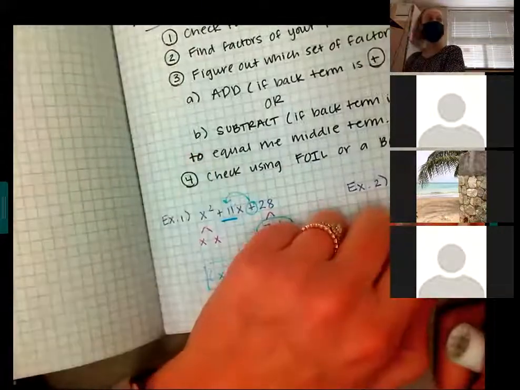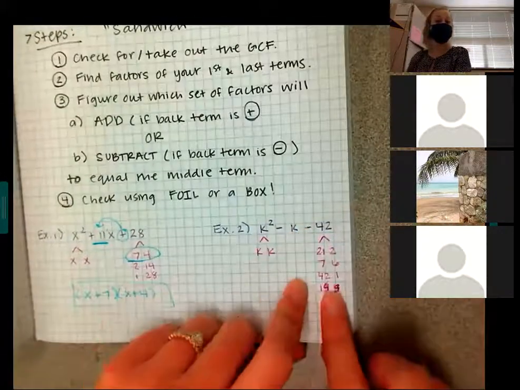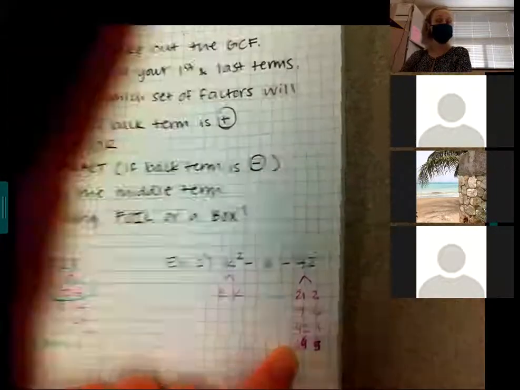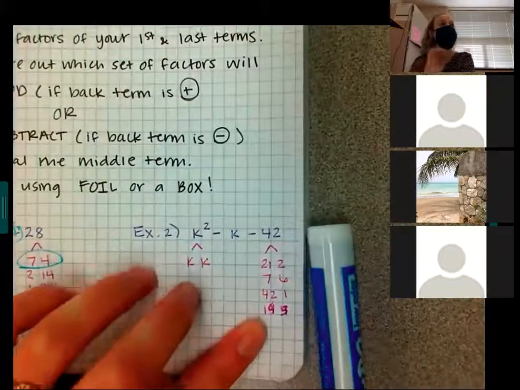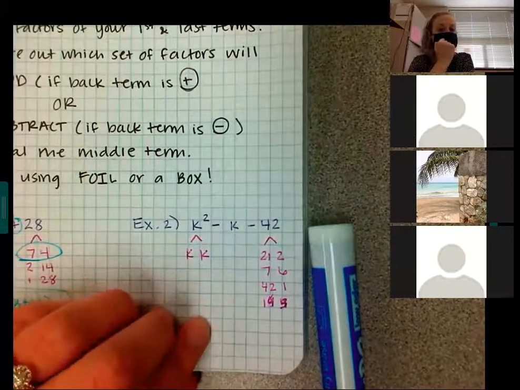So 4 plus 2 is 6. So I was like, oh, okay, that's divisible by 3, 14 times 3. All right, so which set do I want to use?